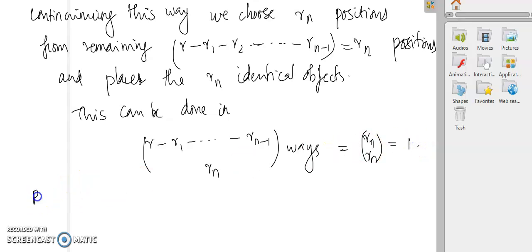And now by the multiplication principle, let us take the product of all these. So that will give us the required identity.